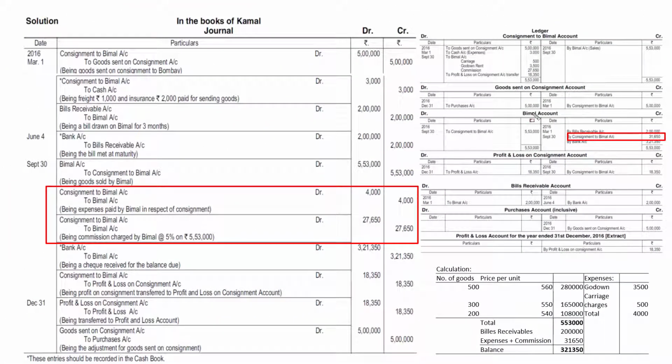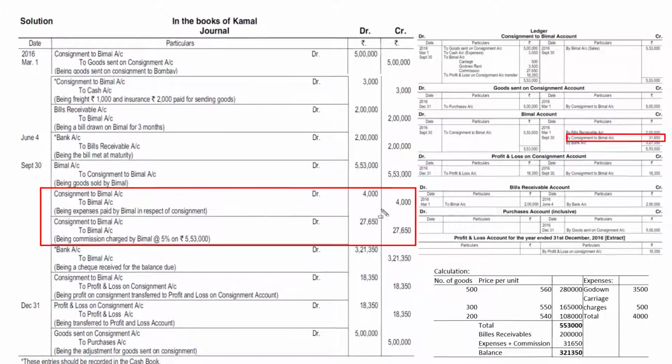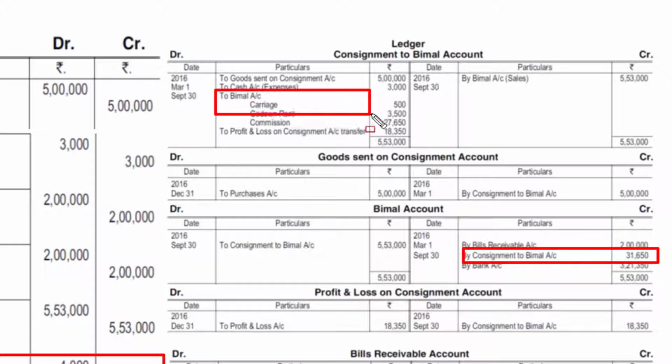So when we go through the Bimol account to credit the Bimol account, we will combine these two journals and record it like this. The first one will be: debit consignment to Bimol account, and the amount will be carriage 500, godown rent 3,500 and commission 27,650, and the Bimol account will be credited, and its amount will be the total of 31,650.